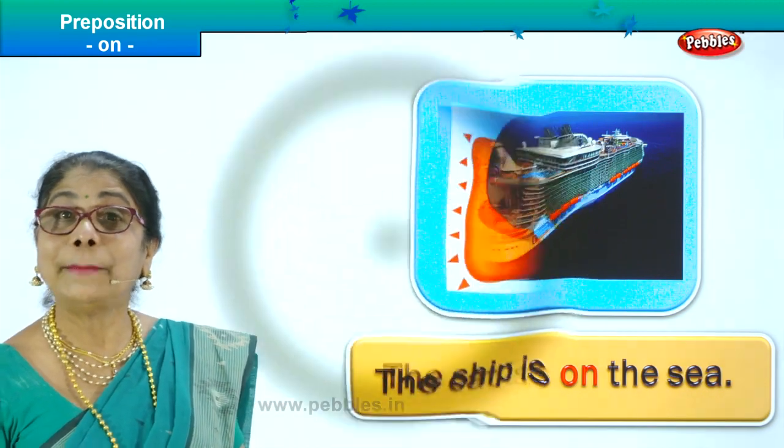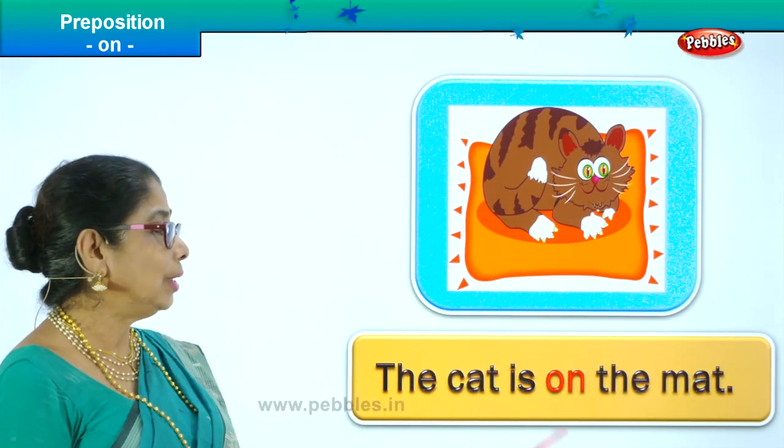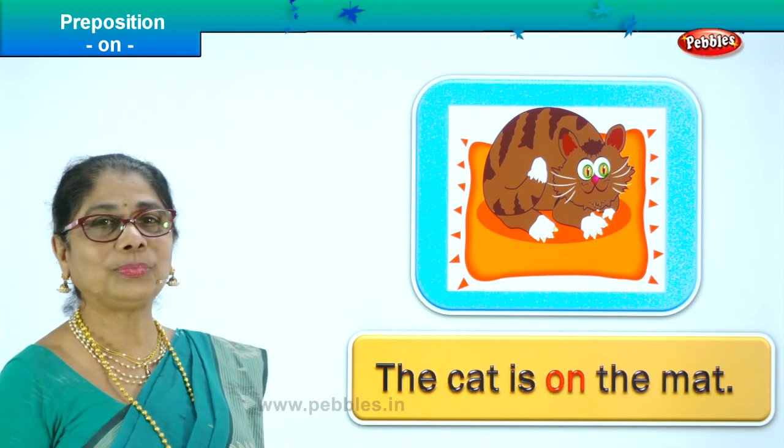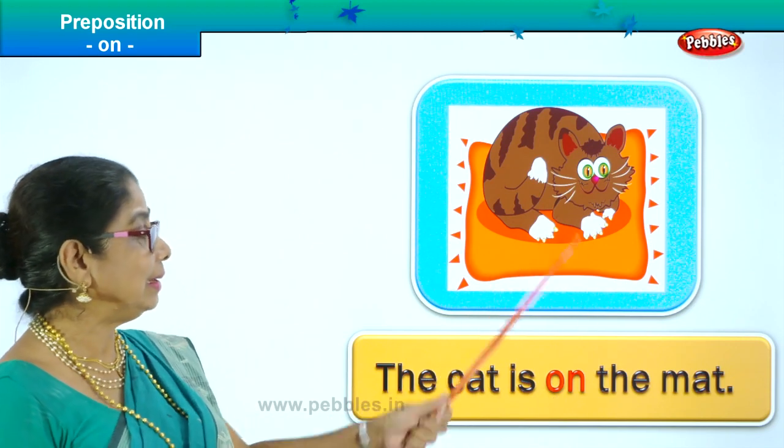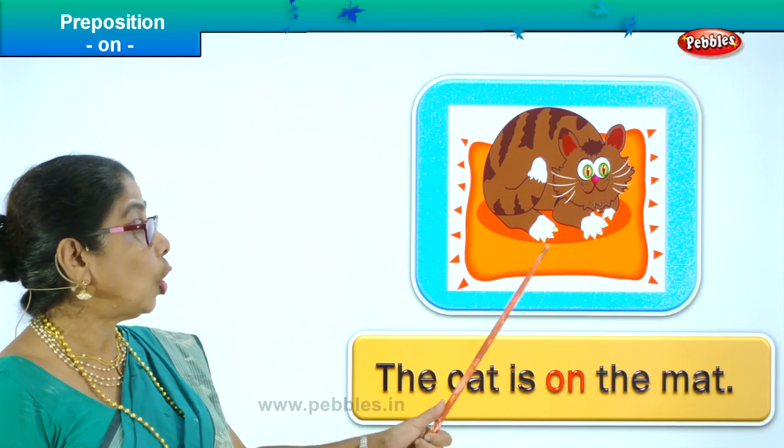What are we doing? Preposition on. And on is colored. Look. Where is the pussycat? The cat is on the mat.